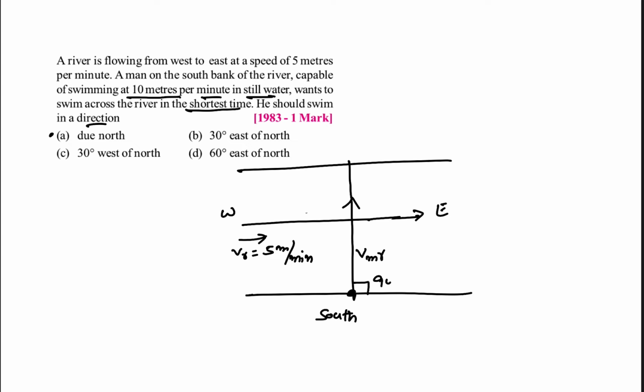Now you know that the velocity of the man with respect to river should be at 90 degrees with the river flow, with the east direction. Okay, and he should go towards the north direction. Exactly perpendicular to east he has to go. Here he has to swim due north.